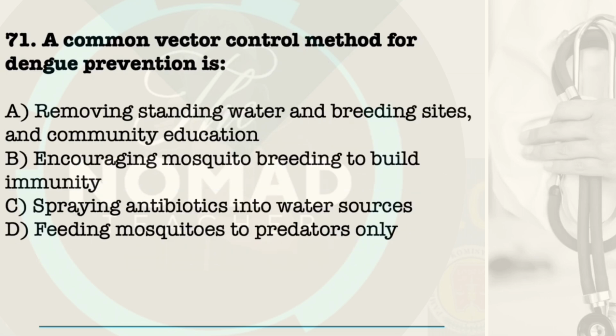71. A common vector control method for dengue prevention is: A. Removing standing water and breeding sites and community education. B. Encouraging mosquito breeding to build immunity. C. Spraying antibiotics into water sources. D. Feeding mosquitoes to predators only.